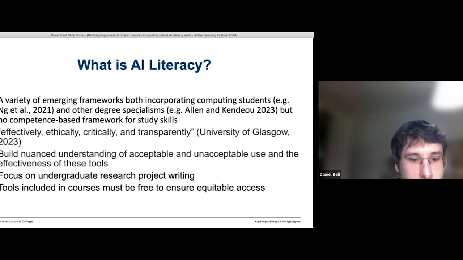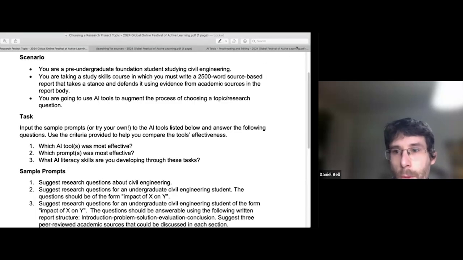So I'm going to jump straight in and share the resources that we're going to be playing around with. The scenario for today is you're an undergraduate or pre-undergraduate student studying civil engineering or another major, if you like. You're taking a study skills course in which you're going to write a 2,500 word source-based report, giving a stance and supporting it with academic sources. And you're going to use AI tools to augment the process of choosing your topic and research question.